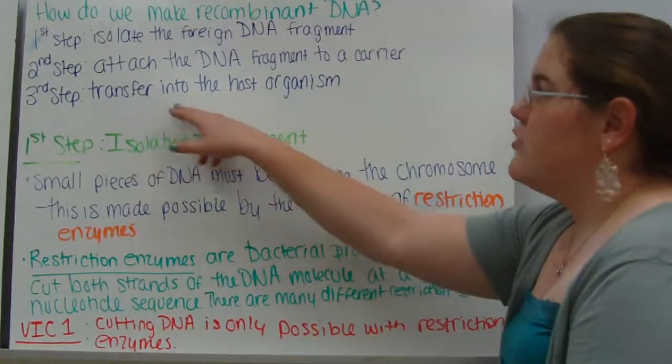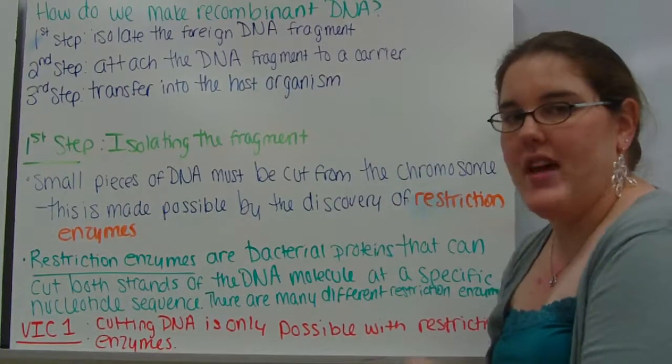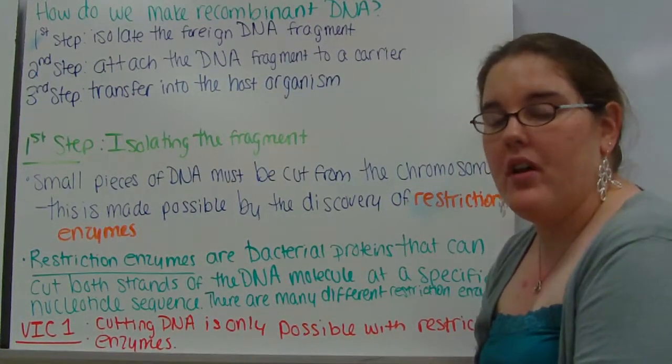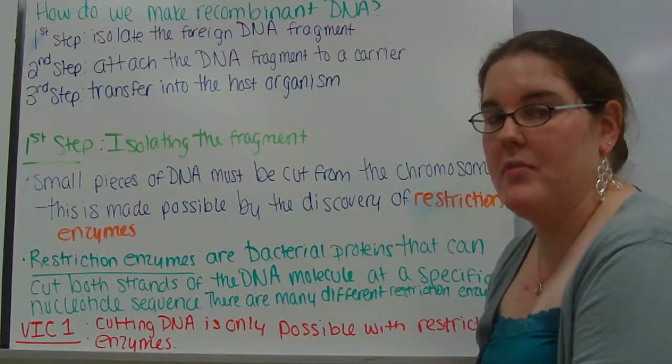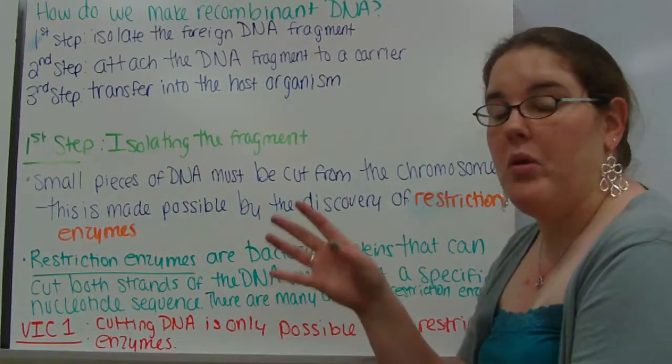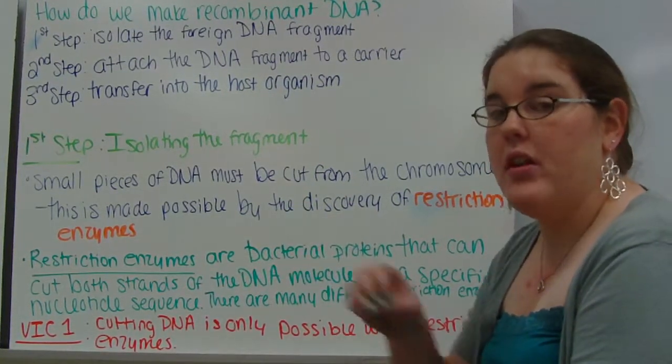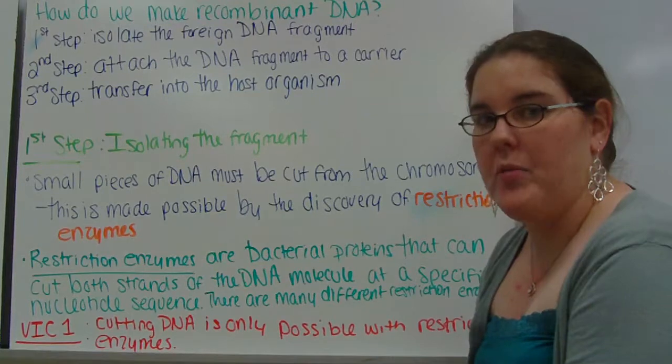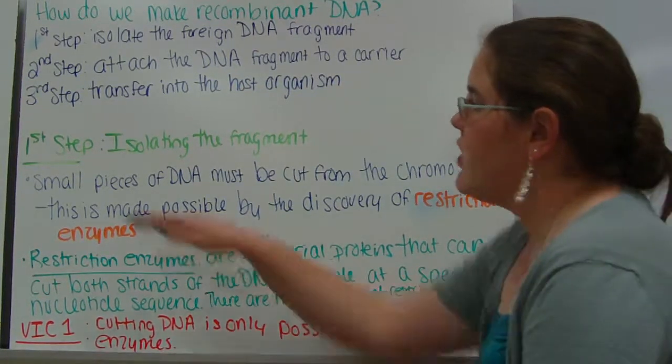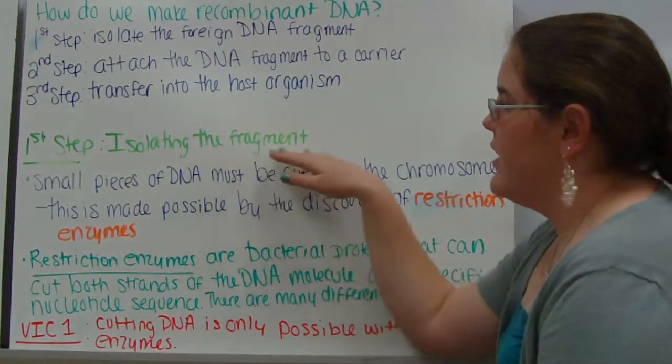And third step, transfer it into the host organism. We have to actually finally put that in. That will be our last step, putting it into our host organism of choice. For example, again, we would take that firefly DNA and put it into our tobacco plant, and our tobacco plant would be our host organism.